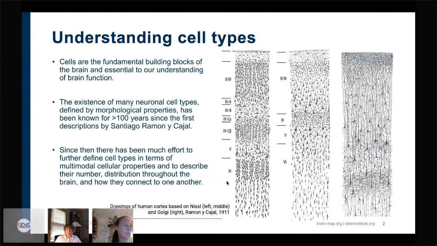Since then, there's been a ton of work done to test this hypothesis and to describe the different types of neurons, not just their shape, but also their electrophysiological, molecular, and functional properties, as well as how they're distributed throughout the brain and connected to one another.